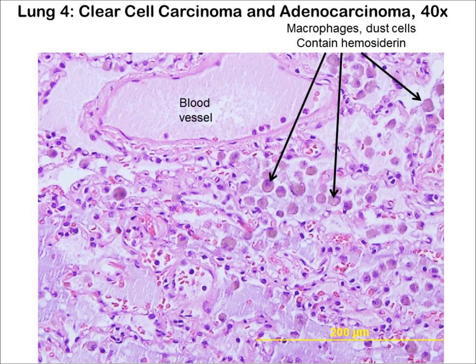Examine the normal alveolar tissue on the slide. Identify the large gray cells in the air spaces. These are macrophages, also known as dust cells. Some may contain the remnants of blood that had been phagocytosed, now termed hemosiderin.